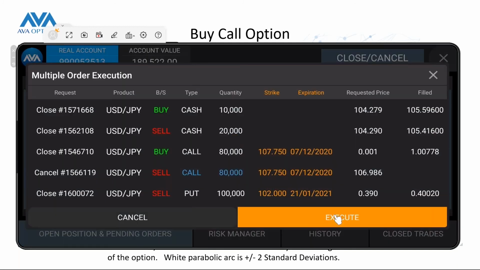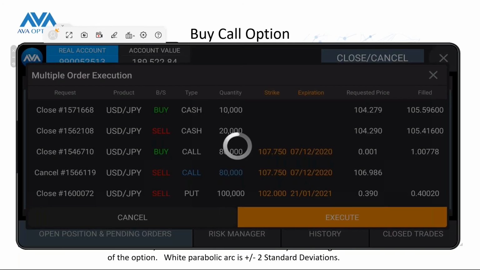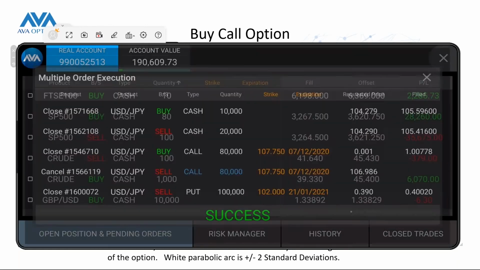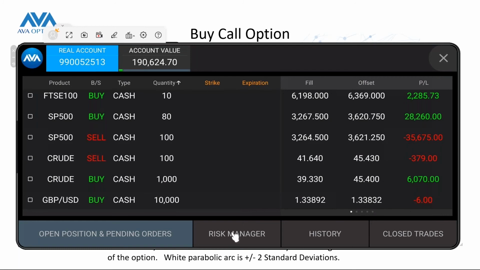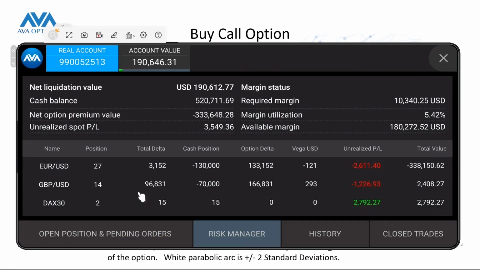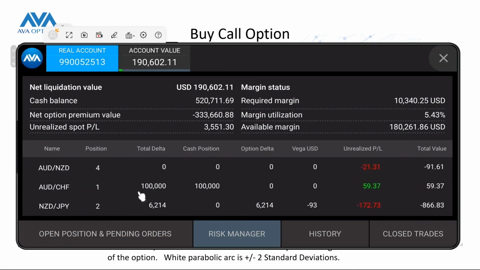Close everything. This won't be quite as quick. Well, pretty quick. Those are all closed. And now if I go to the risk manager, I have no more dollar yen risk. Pretty sweet.